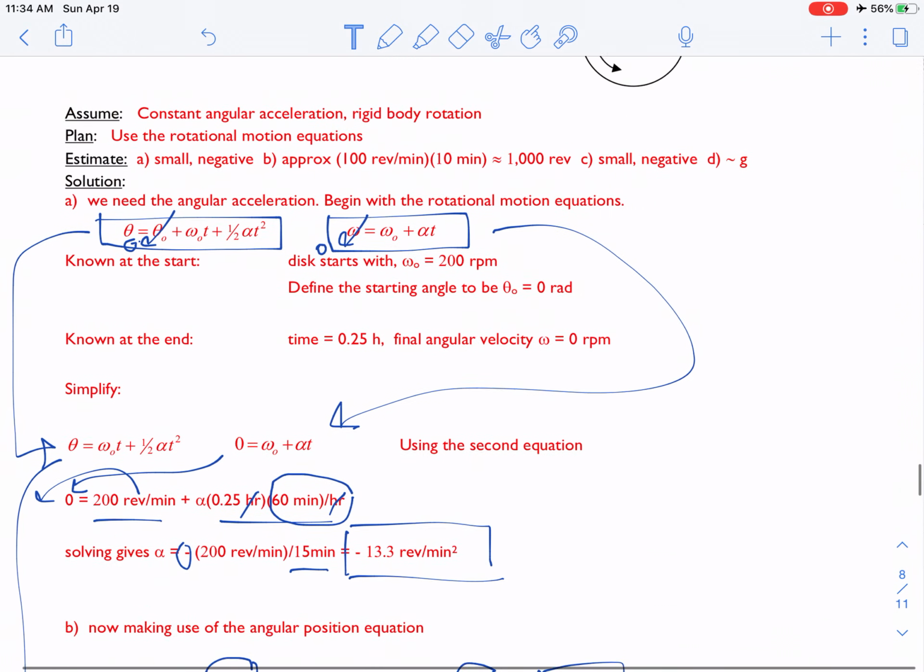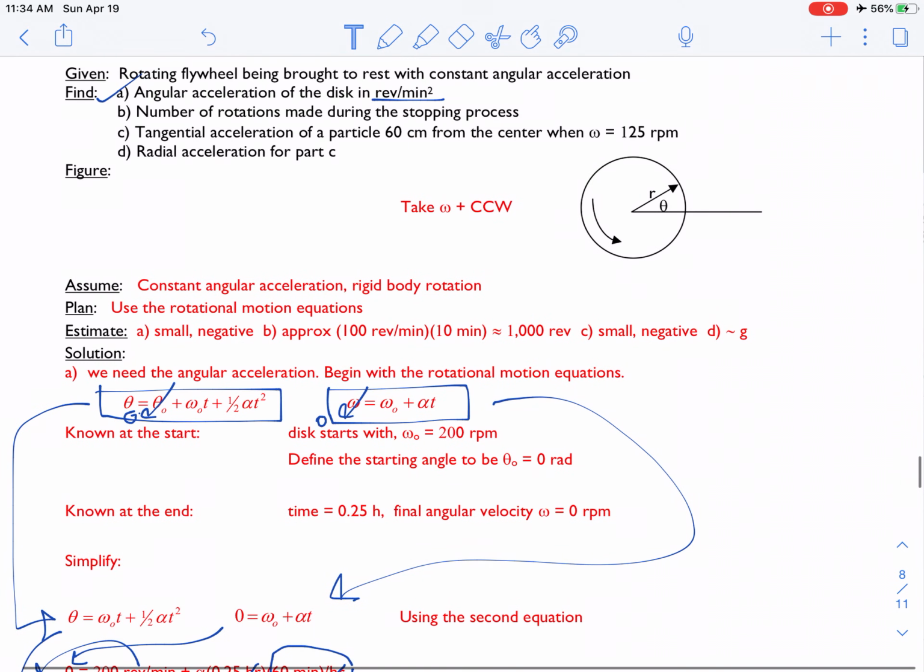And part C. So we got part B, tangential acceleration of a particle 60 centimeters from the center when omega is 125 RPM. I think I'm going to continue that in the next part because I don't want to make it like a long video for this part.